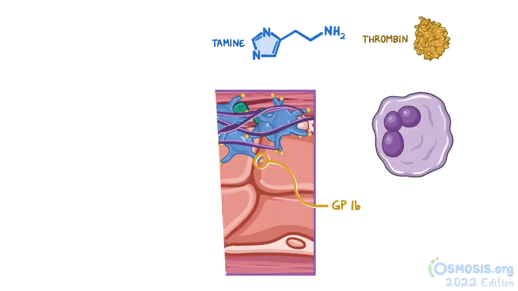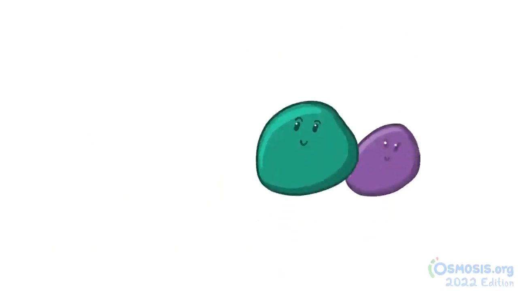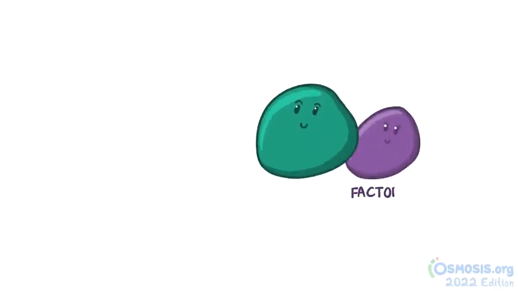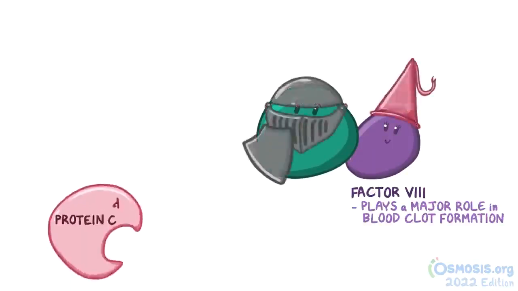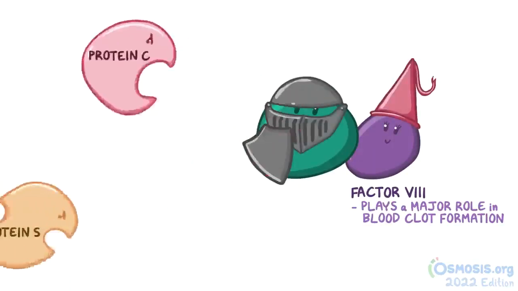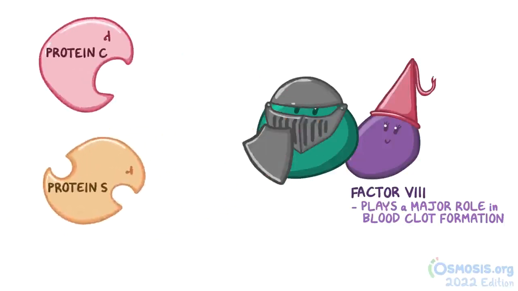In addition to binding platelets together, von Willebrand factor also binds and carries factor VIII. Factor VIII plays a major role in the blood clot formation process, and to work well, it is supposed to be bound to the von Willebrand factor because, in this case, it is protected from early degradation by protein C and S, which would remove it from the circulation before it does its job.